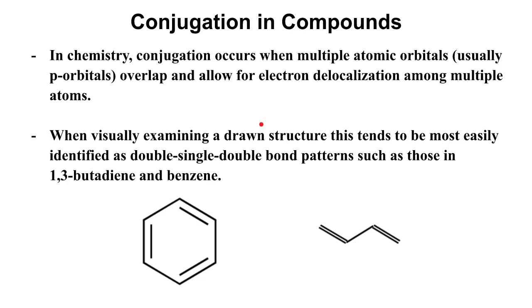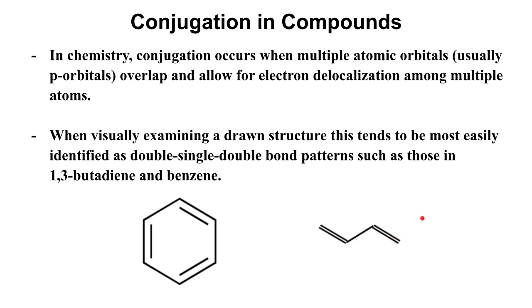Now, when you are looking at something on paper and visually examining it, you want to look for a pattern where you have pi bonds, sigma bonds, pi bonds. Or some people use this and refer to it as the double single double pattern. That's a little bit generic, just because you could have a triple bond, and a triple bond would also count towards this type of pattern. But you're essentially looking most of the time at double bond, single bond, double bond.